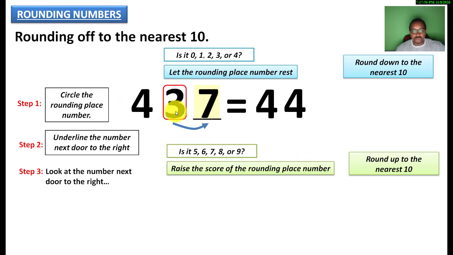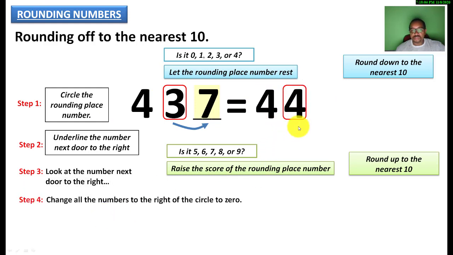So it's now 440. The rule says what? Change all numbers to the right of the circle to a 0. 437 rounded off is 440. It's rounded up to the nearest 10. 37 is between which two tens? 30 and 40. That's another way of doing it. 37 is closer to 40 than to 30. So you use the rules or just think about it. There we go. Let's go to another one.